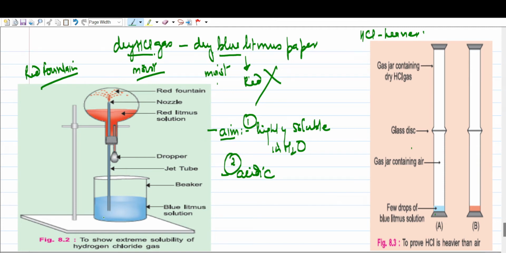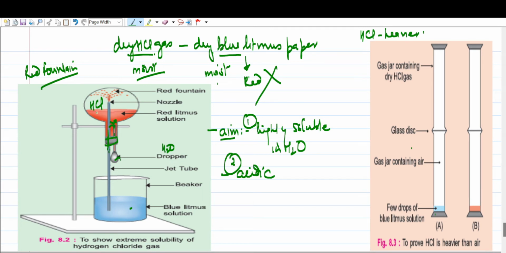So what do we do? We take blue litmus in a beaker, and we take a round bottom flask which is filled with hydrogen chloride gas. We take a stopper which has two holes. In one we connect a capillary, and in the other a dropper. Now this dropper is filled with water. We press this dropper, and the moment we press it, the water comes out. Water oozes out.